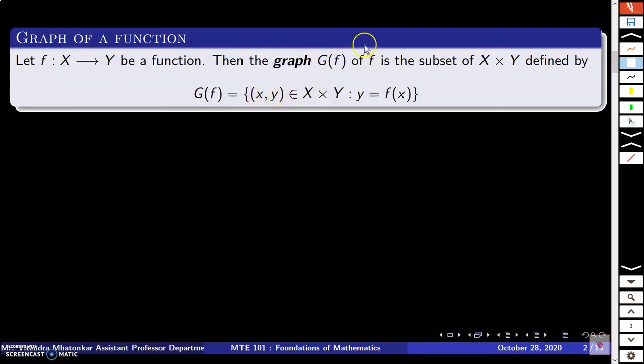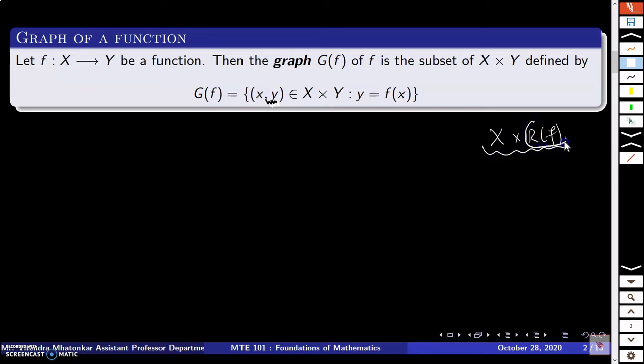Clear? Now these points y, they are actually from the range of the function. Can you see that? Since y is equal to f of x, what do you mean by range of a function? All the image points of the points from the domain under the function f, right? That's the range. That's what we discussed in the last lecture. So the graph of a function is actually the Cartesian product of the domain and the range of the function. This is the graph of the function.